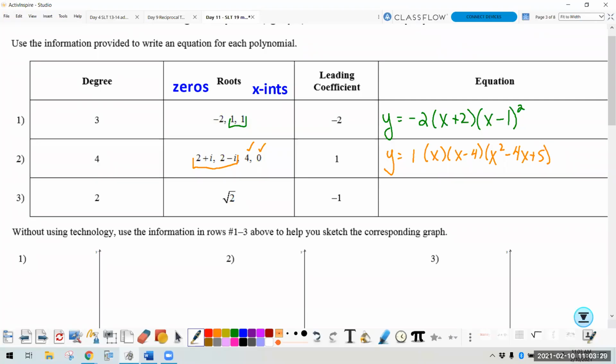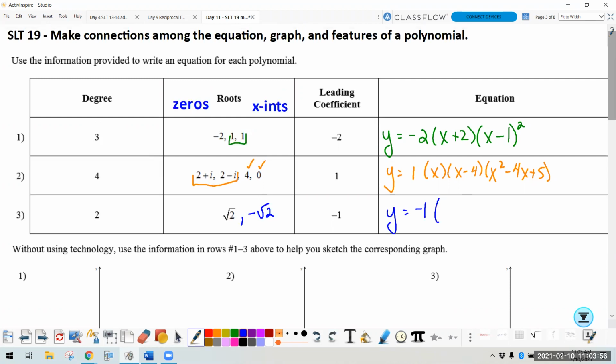All right, now for 3, it says we have a degree of 2, but I only have 1 root here. I know because to solve to get a root of square root of 2, I'd also have negative square root of 2. So we got y equals -1. And I don't want to put the square roots as my factors. We don't have factors with those radicals.